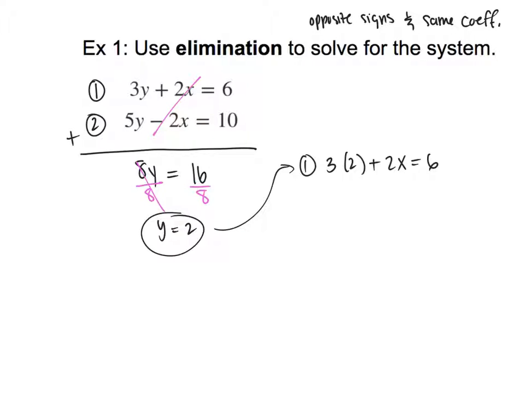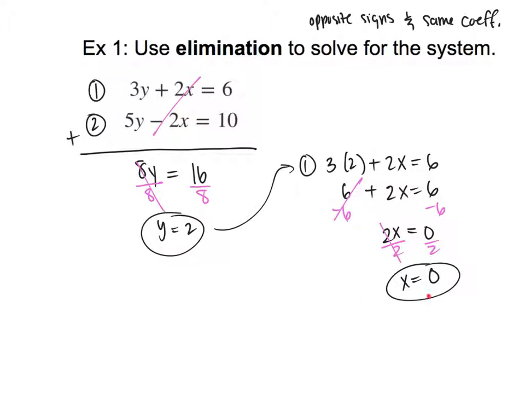If I'm working this out, 3 times 2 gives me 6. So 6 plus 2x equals 6. If I subtract 6, that cancels. So I now have 2x equals 0. And to get this x by itself, I just have to divide by 2. And so x is equal to 0 divided by 2, which is 0. All right, so I have my y, I have my x. If I were to write this as a coordinate, you would have your x first, which is 0, and your y is 2.